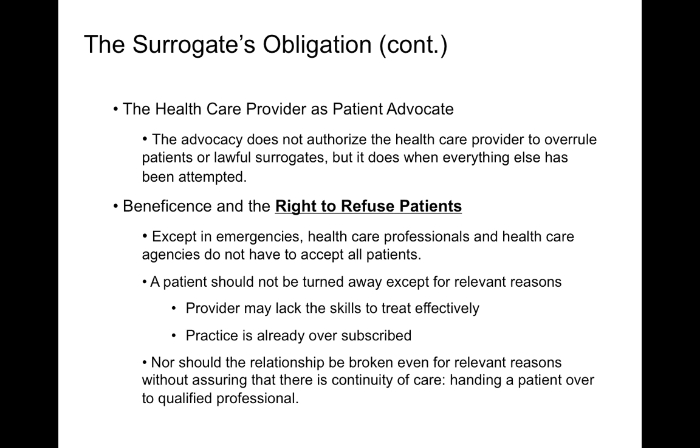So we're going to just finish this slide talking about the healthcare provider as the patient advocate. That advocacy does not authorize the healthcare provider to overrule the patient or lawful surrogates, but it does when everything else has been attempted. So we're getting back into those cases where there's justified medical paternalism. But we can see throughout these two units that informed consent and beneficence can be in conflict. And lastly, it's important to note that when there is that conflict, it is acceptable for healthcare providers to refuse to treat patients. There are certain conditions to that.